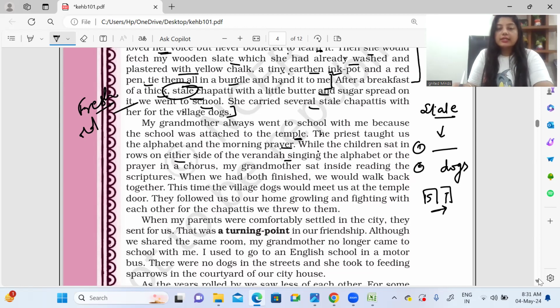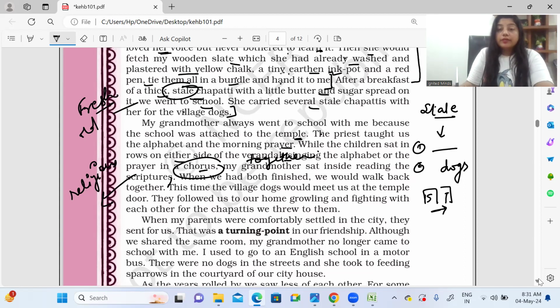on either side of the veranda, singing the alphabet and the prayer in a chorus. Chorus means together. My grandmother sat inside reading the scriptures. Scriptures are religious books. So what is the scene of the school that they used to go to? Children used to sit, there was a veranda. Children used to sit on either side in rows, one this side and the other opposite. And they used to chant the prayer along with the alphabets. They were reading alphabets also.